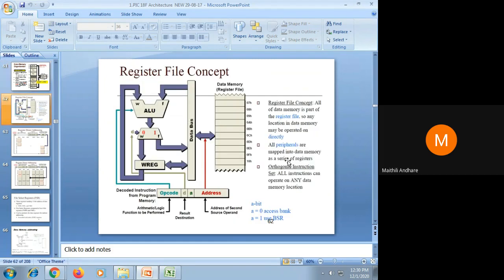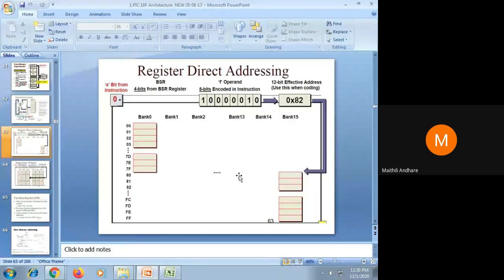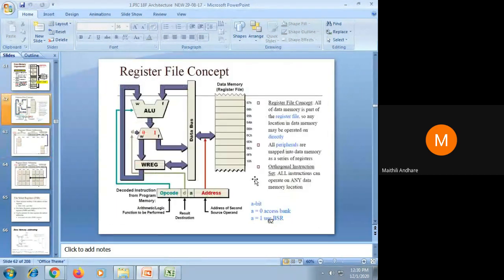Okay, so we'll take one example, then you will get the idea. So you have to remember, a is equal to 0 means access bank and a is equal to 1 means use the BSR, that is the bank select register. Okay, so this is the opcode according to that. There is a bit, so depending upon the value of a, 0 or 1, the particular bank gets selected.